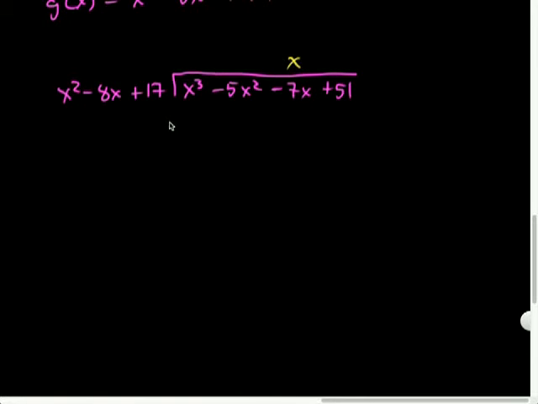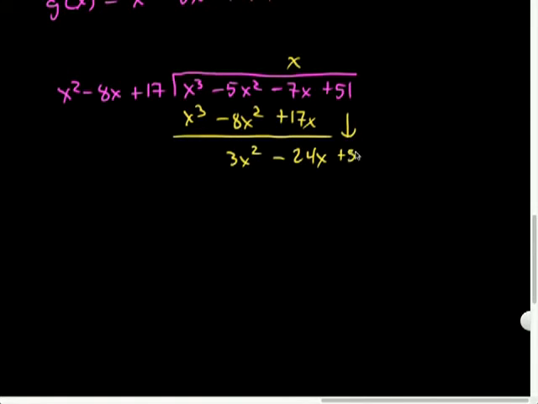So x times x squared is x cubed. X times negative 8x is minus 8x squared. X times 17 is plus 17x. Subtract step. Bam, bam. That's going to be 3x squared because of the double negative. And that's going to be negative, what's that, 24x. And then bring down the 51. Right, and we'll divide again, leading term by leading term. And that's going to be plus 3, apparently.